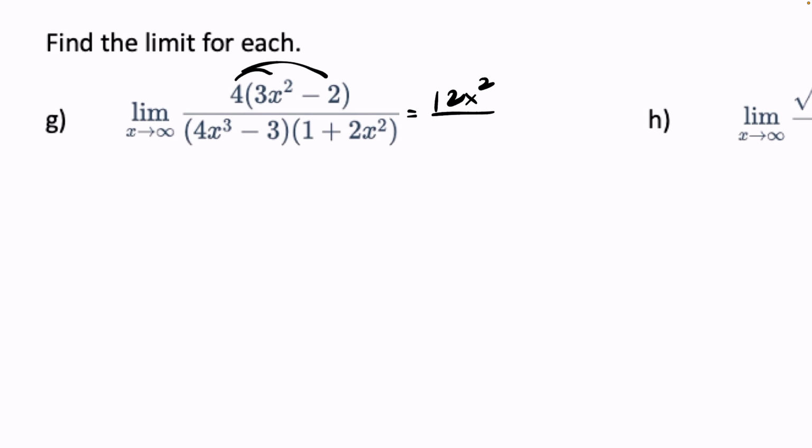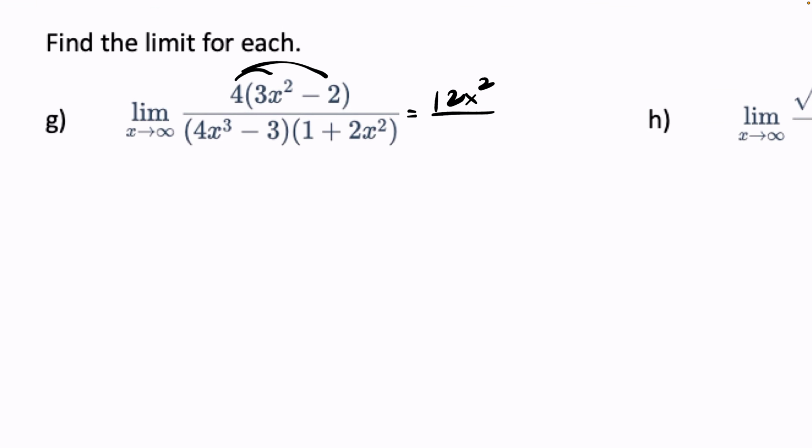12. Because 4 times 3 would be 12, right? Yeah. 4 times -2 would be -8. But again, if you had $1 trillion in your bank account and I said, give me $8, that's nothing. It's not going to, in the long scheme of things, it's not going to do anything to it, right?